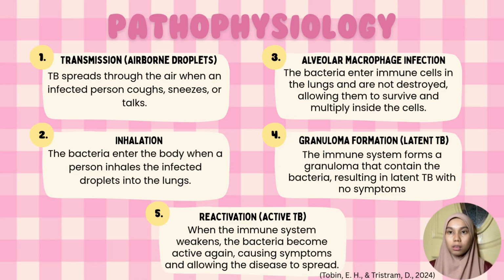In conclusion, tuberculosis develops step by step, starting from the spread of the bacteria through the air, entering the lung, surviving inside the immune cells, forming latent infection, and finally becoming active when the immune system weakens.